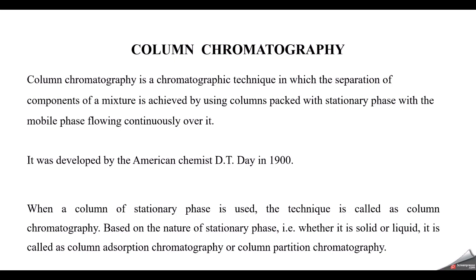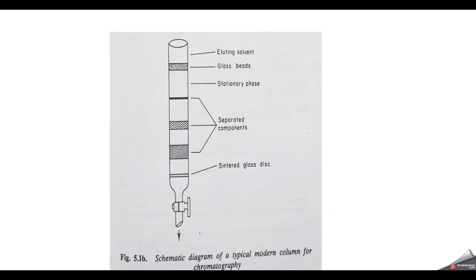Based on the nature of the stationary phase, it is divided into two types. If the stationary phase is solid, then it is called column adsorption chromatography. And if the stationary phase is liquid, then it is called column partition chromatography. This is a schematic diagram of a typical modern column chromatography, which contains eluting solvent, glass beads, stationary phase, separated components, and a fritted glass disc.